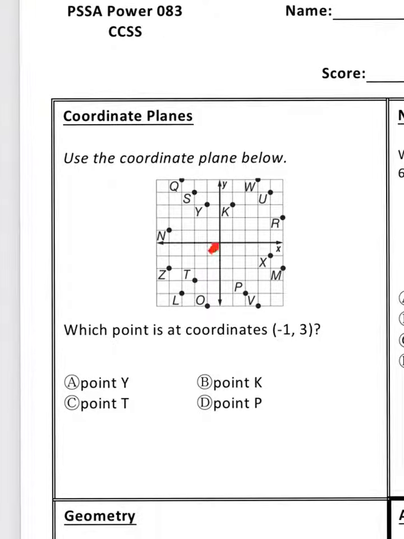Now remember, you start at the origin right here where the y and the x-axis meet. The first number means you go over to the -1, so go over to here. Second number means 3, so you go up 3. 1, 2, 3. Your answer should be Y, which is here. If you had it, give yourself a C. Or just remember, first number means over, second number means up or down.